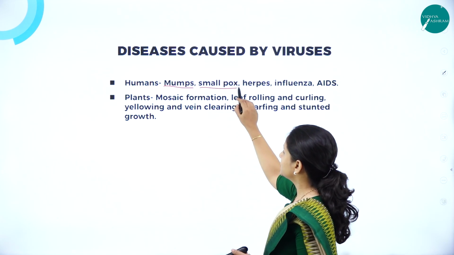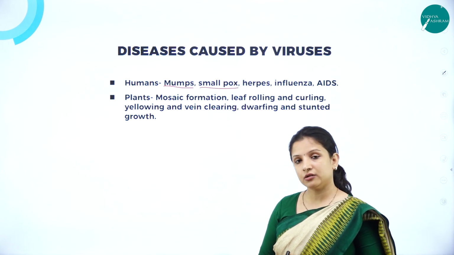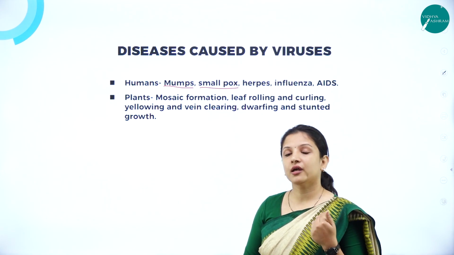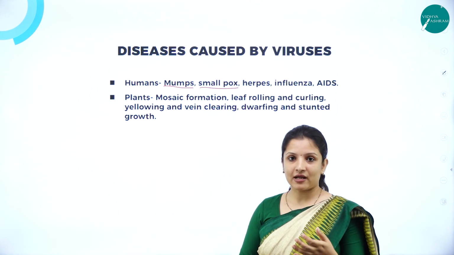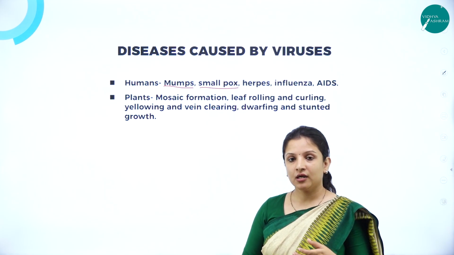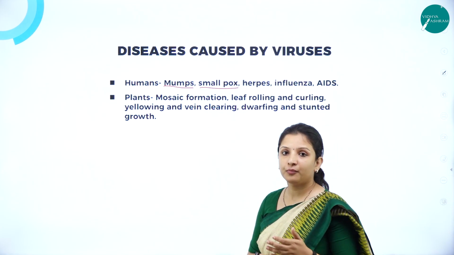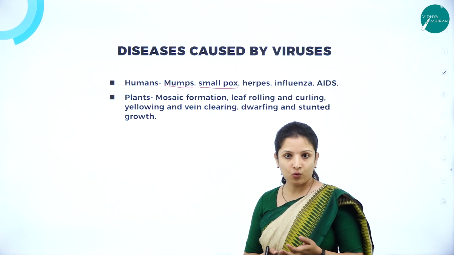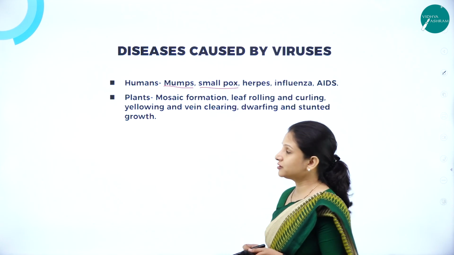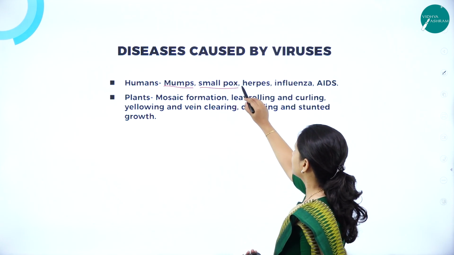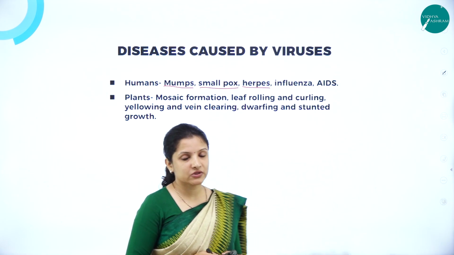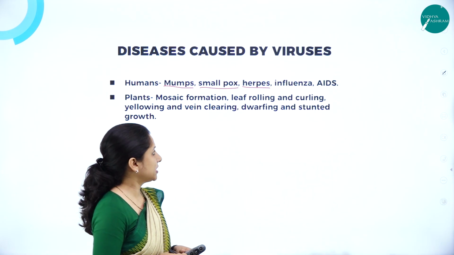And smallpox. Smallpox, in the earlier years or long ago, was quite contagious and there was no cure for it. But nowadays, smallpox has been completely eradicated because of the invention of a vaccine. Nowadays, smallpox is not there. Then it is herpes. Herpes is caused by herpes simplex virus, which is actually a sexually transmitted disease.